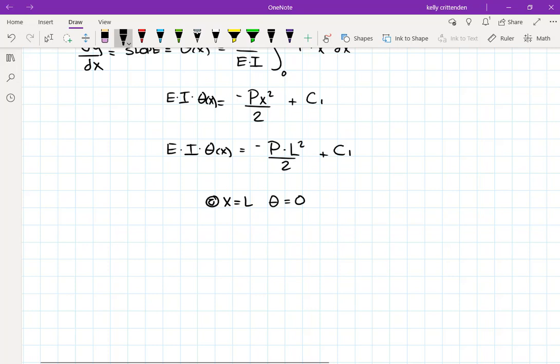And so I plug in theta of L as 0, so that left-hand side becomes 0. I plug in x equals L here, and that's just negative PL squared over 2. And, well, actually, is that what I want to do?